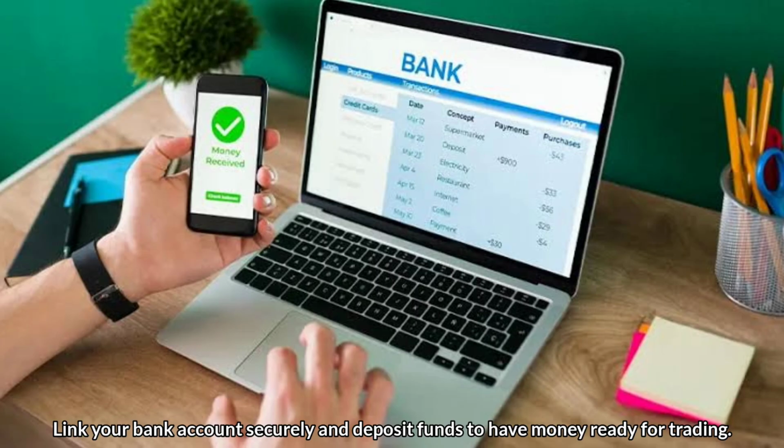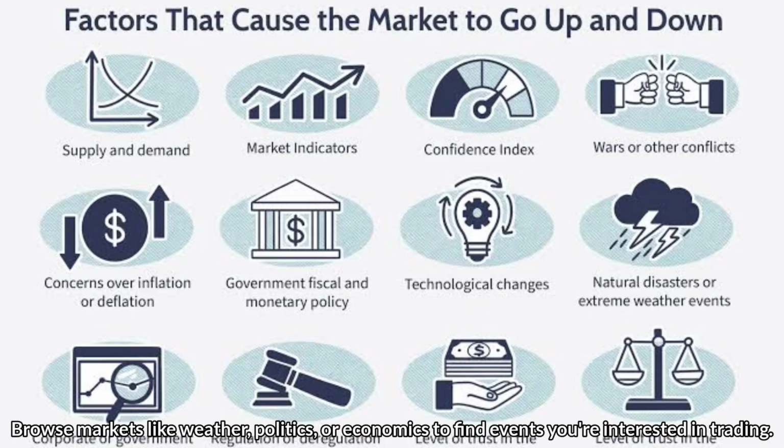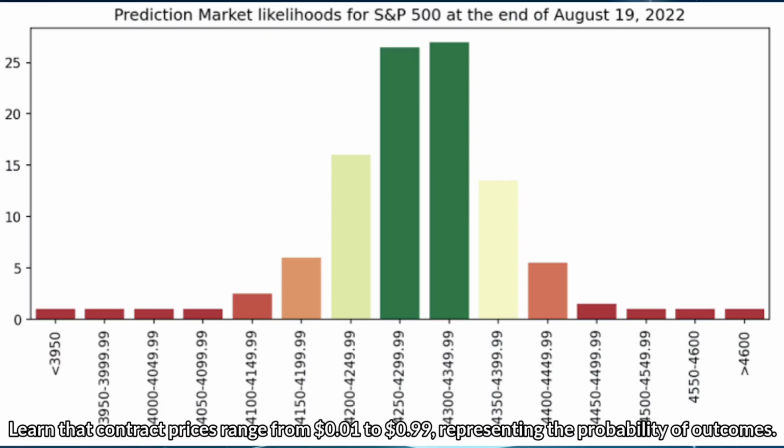Link your bank account securely and deposit funds to have money ready for trading. Browse markets like weather, politics, or economics to find events you're interested in trading. Learn that contract prices range from 1 cent to 99 cents, representing the probability of outcomes.